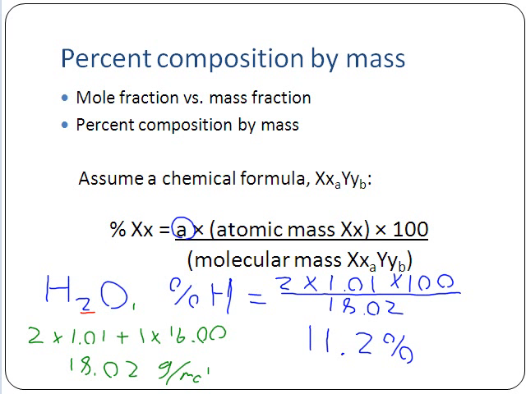Well, we know that the two percentages, since there are only two elements here, have to add up to 100. And so logically, if we wanted to find the percent of oxygen, it would have to be 100 minus the 11.2 that we got for hydrogen. And so 88.8 would be what we'd get if we did it that way. But both ways will work here.